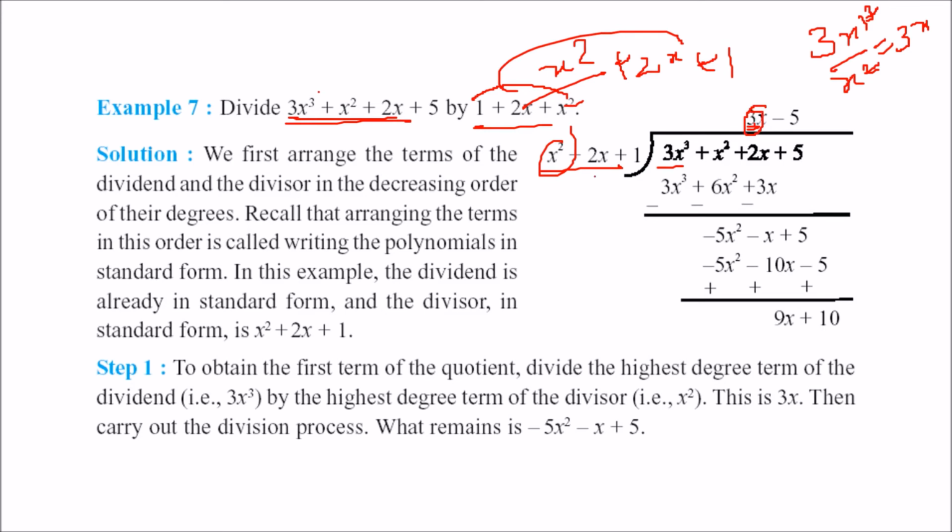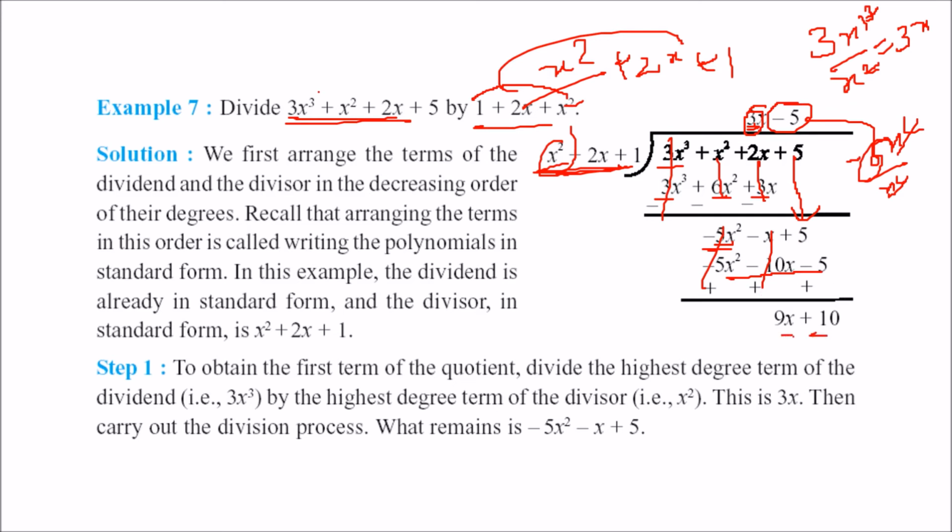Now multiply 3x by the divisor, so you get 3x cube plus 6x square plus 3x. Subtract this, this will get cancelled out. This will be minus 5x square, this will be minus x. Now divide minus 5x square by x square. What you get? Minus 5. Place this minus 5 here, multiply minus 5 with the divisor and keep it here. Solve it, this gets cancelled. This is 9x, and this is 10.